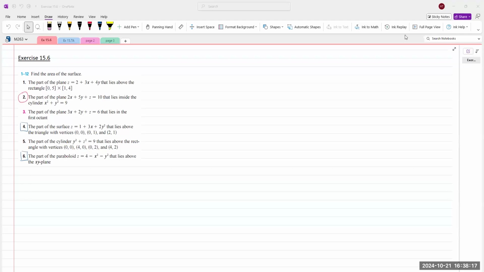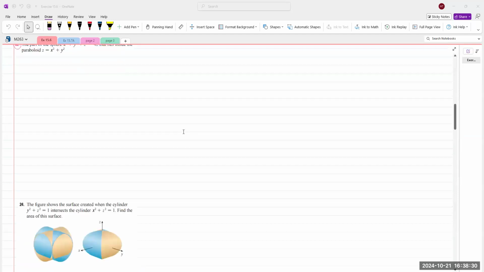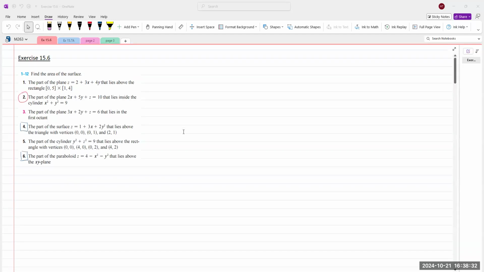Hello everyone. Today we will cover section 15.6 exercise set. The ones I circled in red were done in my lecture videos. I didn't do that many problems. In fact, this section is actually on the shorter side.